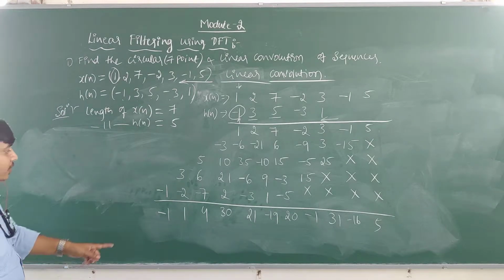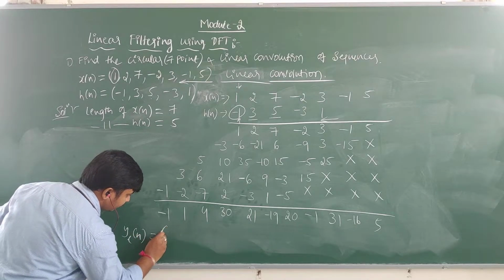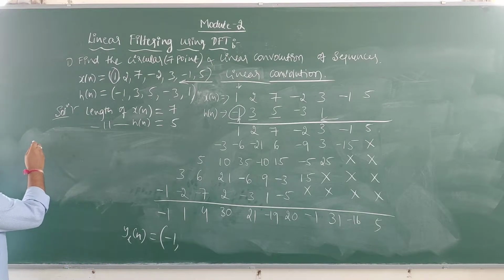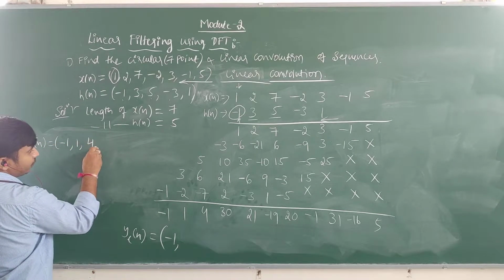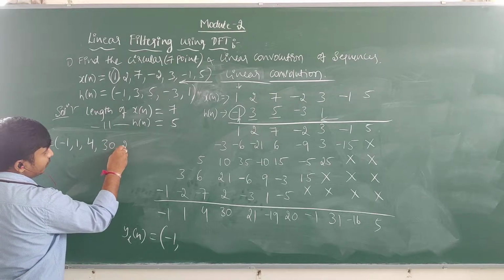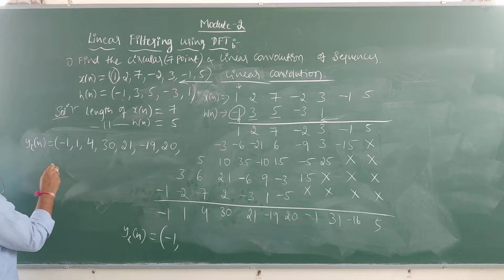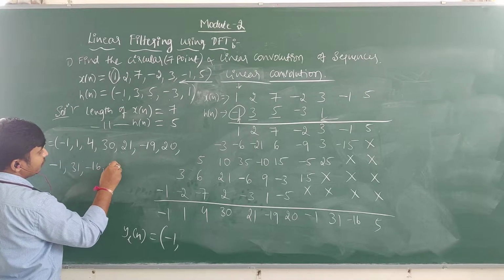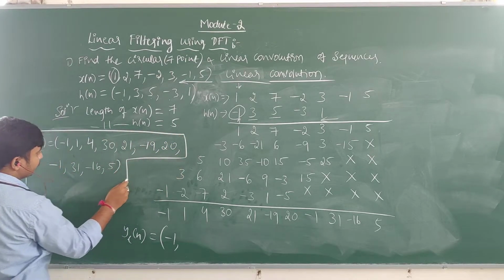So this is YL of n, that is the output of linear convolution. YL of n is equal to minus 1, 1, 4, 30, 21, minus 19, 20, minus 1, 31, minus 16, 5. So this is the output of linear convolution.